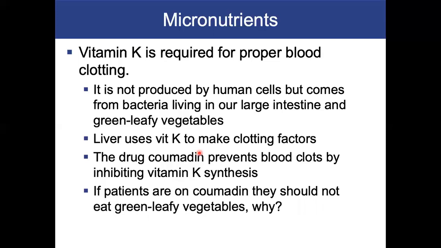If you have an issue with making clotting factors, sometimes it's because you can't absorb vitamin K from the digestive tract. If you make too many clots, you want to decrease clotting by using an anti-clotting drug like Coumadin or warfarin. Patients who are on Coumadin or warfarin, who are on anticoagulants, should not eat a bunch of green leafies because the green leafies are going to inhibit the drug.